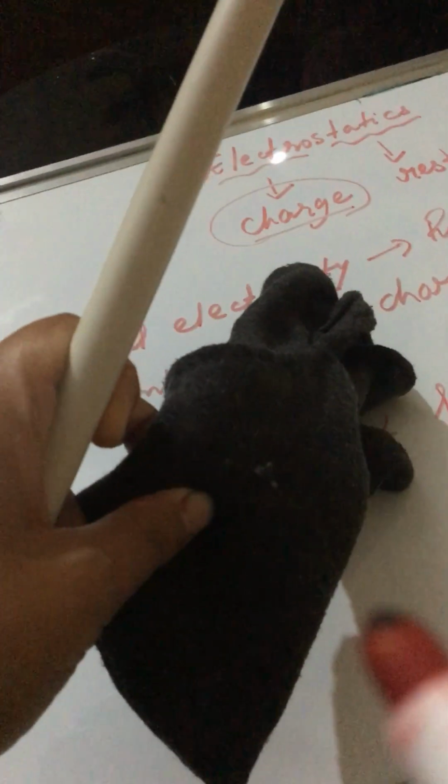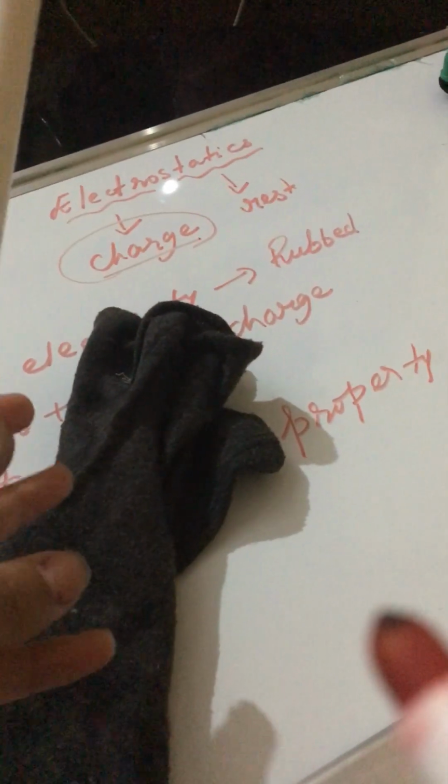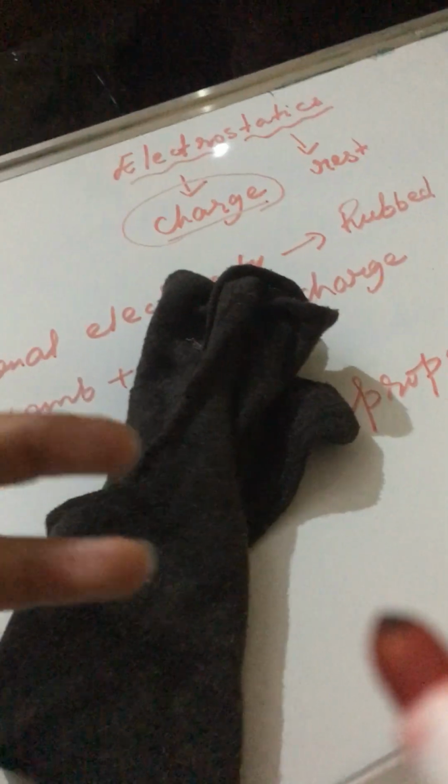So when the electron transfer happened, one is having the excess of electrons and one will have the deficiency of electrons. The one who is having the excess of electrons will be negatively charged, and the one who is deficient of electrons will be positively charged. Okay, so it is not produced, it is there in the original state.